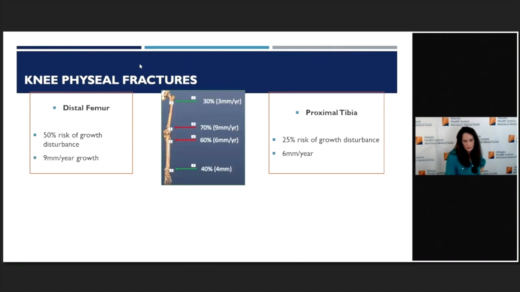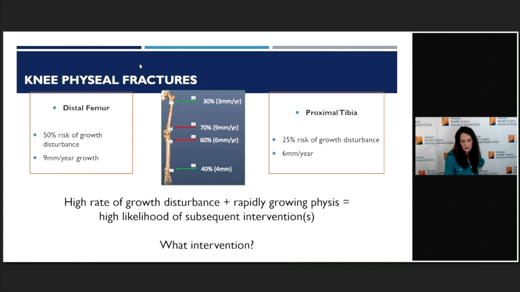And we talk about the risk of growth arrest later or growth problems later. And the bottom line here is that around the knee, there is a very high rate of growth disturbance, whether it's distal femur or proximal tibia. It's a very rapidly growing growth plate or physis. So there's actually a very high likelihood that you're going to need to do something later on. And by doing something, it's a little outside the scope of this, but it usually means some type of deformity correction surgery.